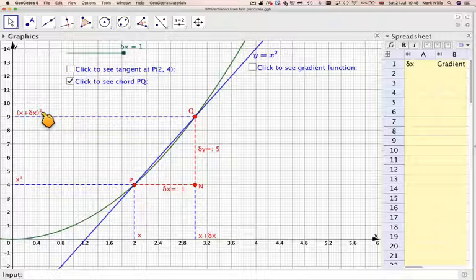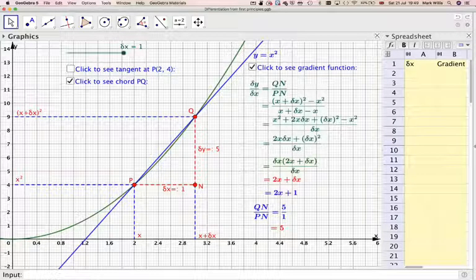all squared. And now to find the gradient of a line, we do this distance divided by this distance. So we can think of that as a little bit of y divided by a little bit of x. Let's just click here to see what I mean by that. So a little bit of y divided by a little bit of x is QN divided by PN.